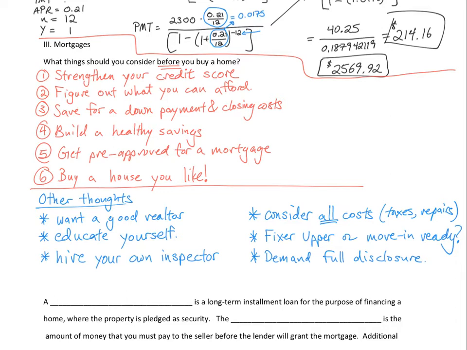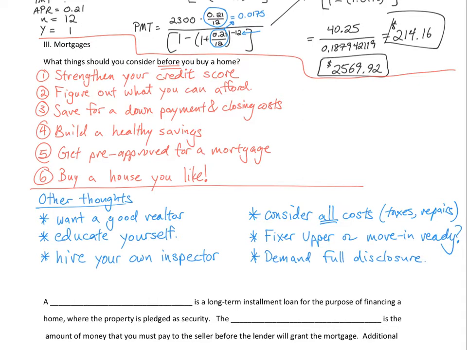You want to get pre-approved for a mortgage. Normally, if you have a good relationship with the bank where your accounts are, they know your history. They can get you a mortgage, but the bank down the road might give you a better interest rate. So you have to shop around when you're getting pre-approved for a mortgage.